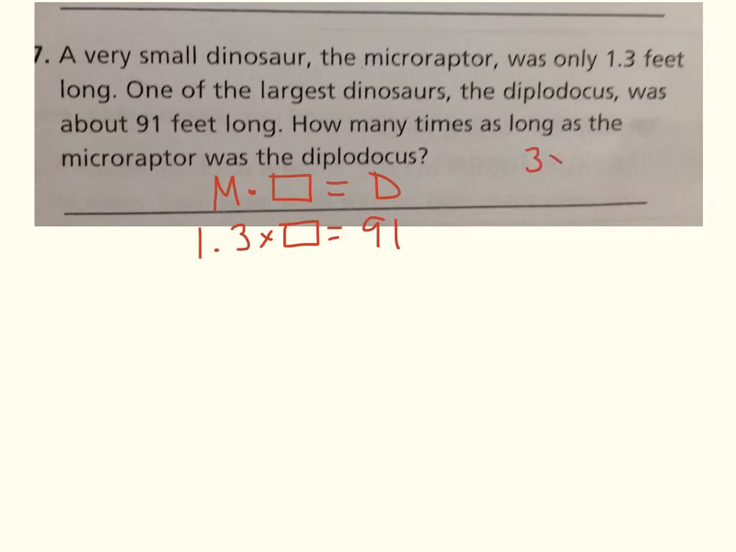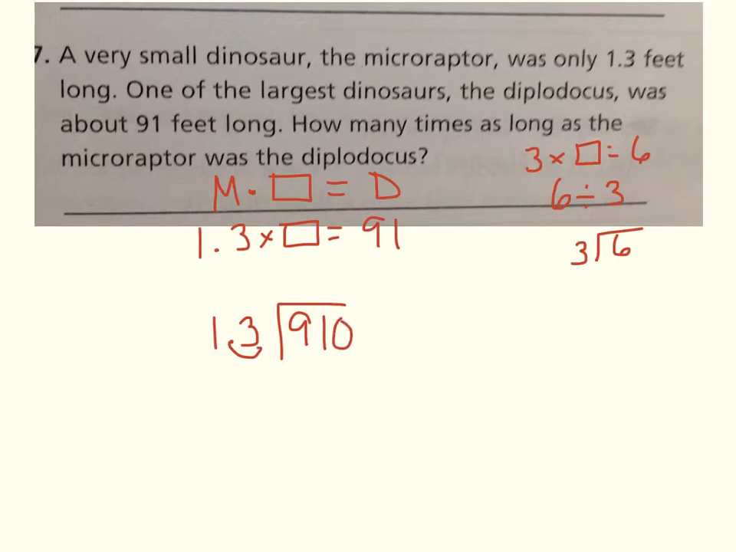If I have 3 times what equals 6, that's the same thing as saying 6 divided by 3, which looks like this. So now I have 91 and I'm dividing it by 1.3, but I'm going to move these over. That means I add a 0, and I'm going to erase how I moved it, just so I don't have to rewrite it.